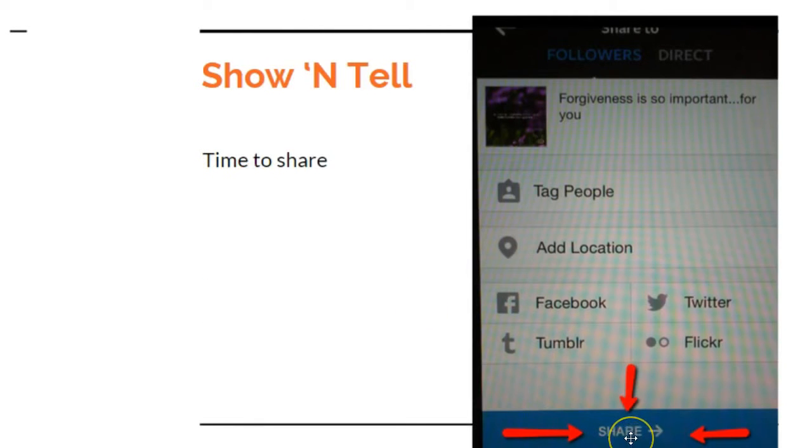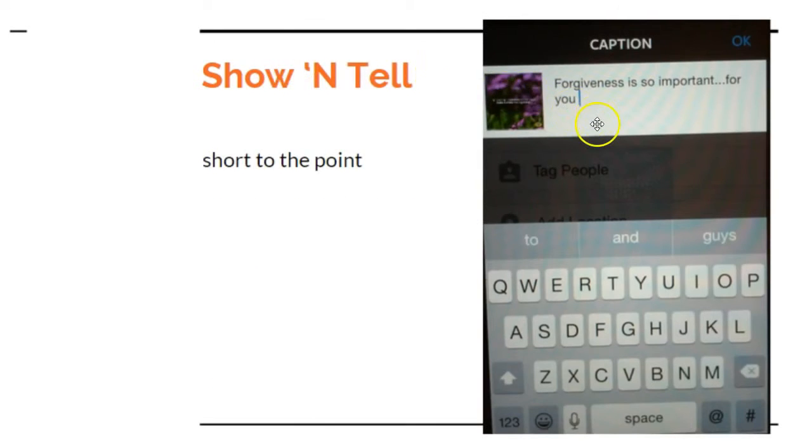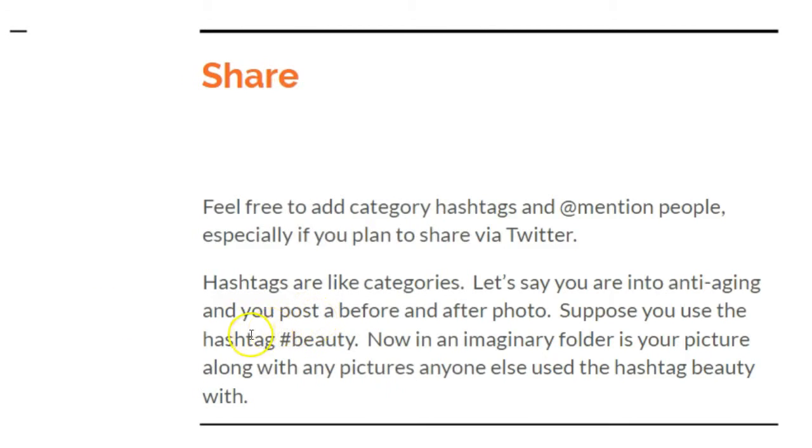So you can hit that share button that's down at the bottom. Now, before you share that photo, you have two different ways that you can put in hashtags. You can put your hashtags in with your description, which is right here, if that's something that you want to do. Or you can put those hashtags in with a comment that you add. So you can put in those category hashtags. You can put in your @mentioned people.